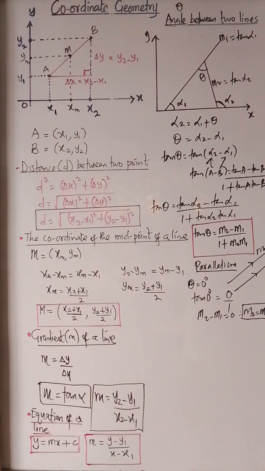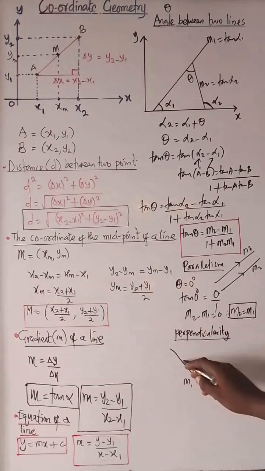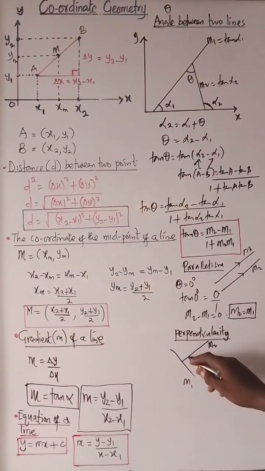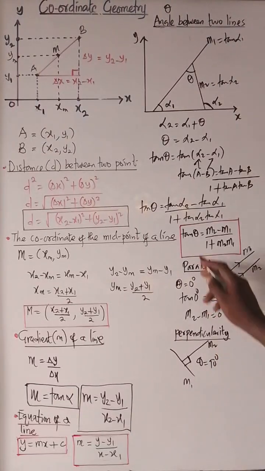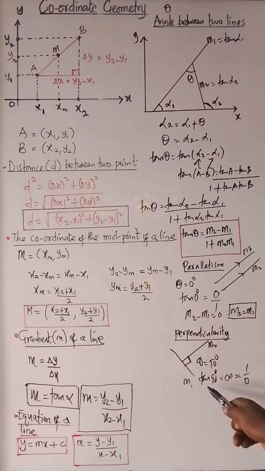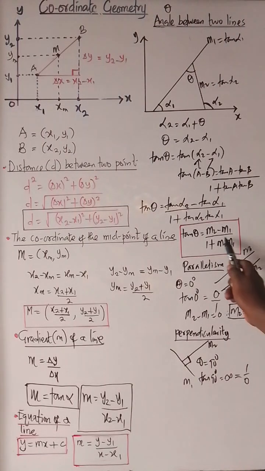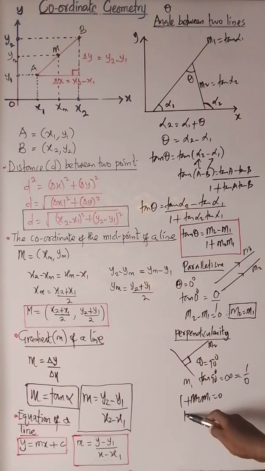That is perpendicularity. Suppose this is a line with gradient m1, and we have another line with gradient m2, and they are perpendicular. If they are perpendicular, it means the angle between them, theta, is 90. So what is tan 90? Tan 90 is undefined, which can be written as 1 over 0. So for any fraction that is equal to tan 90, the denominator is 0. And what do we have here as denominator? 1 plus m2 m1 must be equal to 0. From here, m2 m1 equals minus 1.